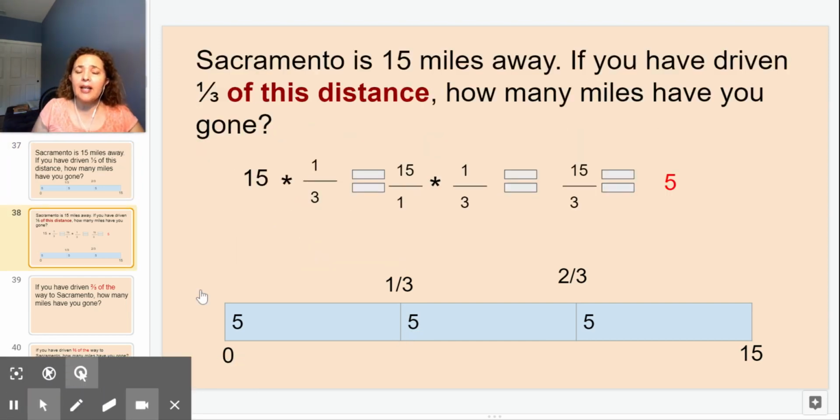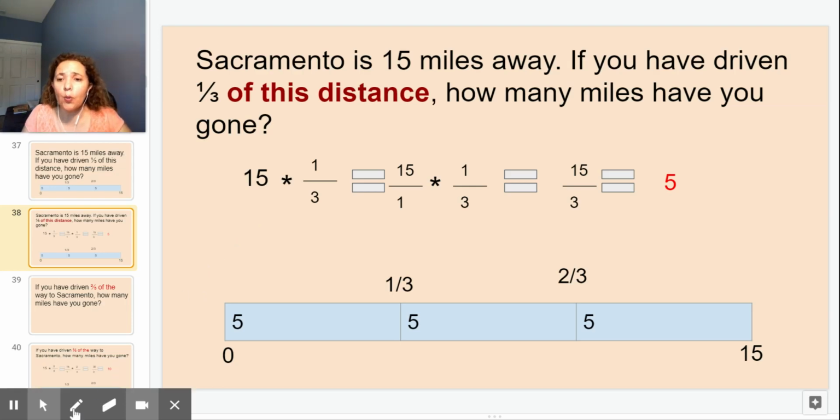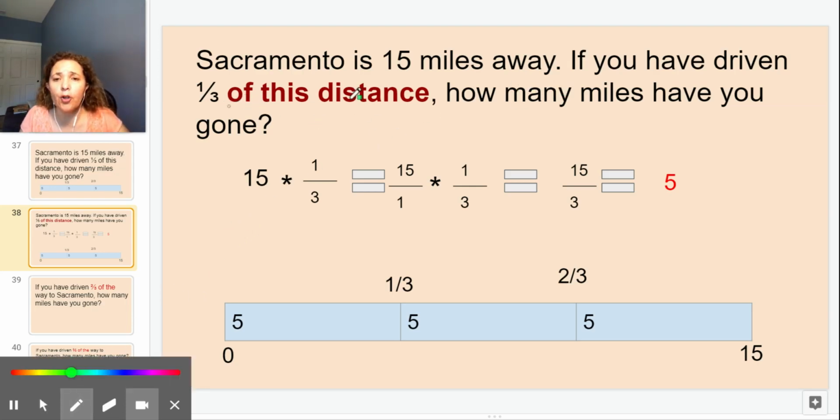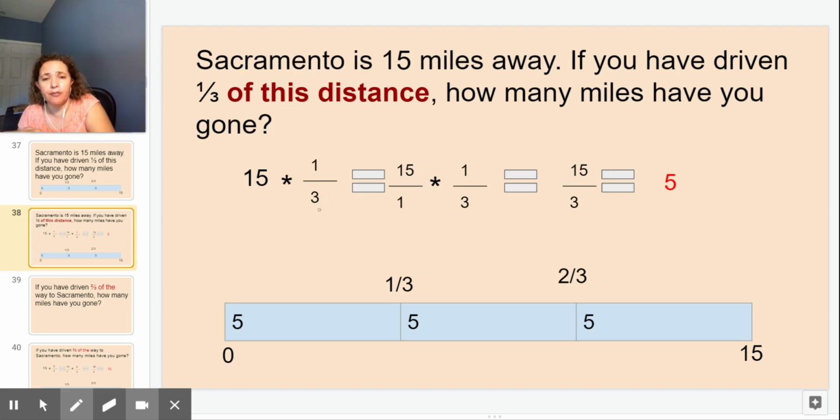Another way to look at it is to actually do the math, right? So I have 15 times 1/3 of this distance. I know it's multiplication times 1/3. So 15, I need a third of 15. I rewrote it as 15 over 1. Remember, I put a 1 underneath for my denominator, and then I multiply times 1/3. 15 times 1 is 15. 1 times 3 is 3. So it's 15 over 3, which is 15 divided by 3, which is 5.